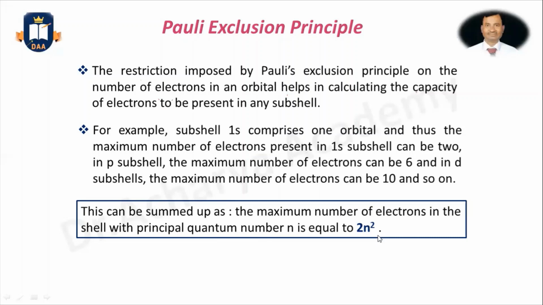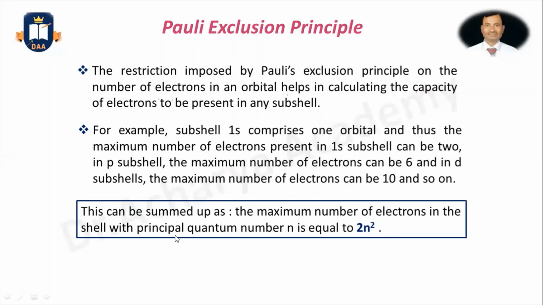That means if the principal quantum number is 1, the total number will be 2 multiplied by 1 to the power 2, which is ultimately 2. And we know the first shell has only one subshell, 1s, and its maximum capacity is 2. So this example matches the general formula 2n square, where n is the principal quantum number.